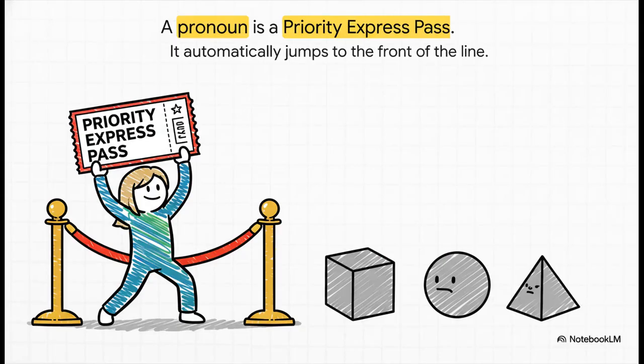So how does this fit into our cinema analogy? Well, a pronoun is basically a priority express pass. Anyone holding this pass gets to walk straight past any noun waiting in the regular line. It's pretty much the ultimate line-skipping pass.